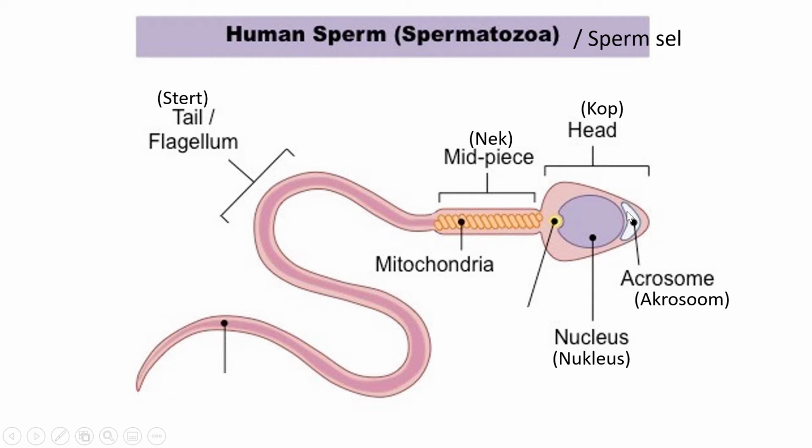So again, you want the 23 chromosomes of the sperm cell to enter the egg cell and fuse with the 23 chromosomes of the egg cell. Okay, so that's the head part. So please remember the acrosome and the nucleus with the DNA.